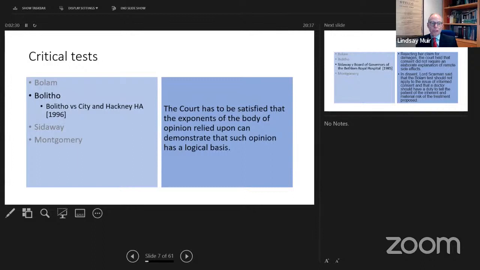Then, of course, Bolitho clarified that a little bit by saying that it's not enough just to go and get two of your chums to say, listen, can you tell the judge that it was fine what we did, that really cutting the median nerve is perfectly satisfactory treatment for carpal tunnel syndrome.